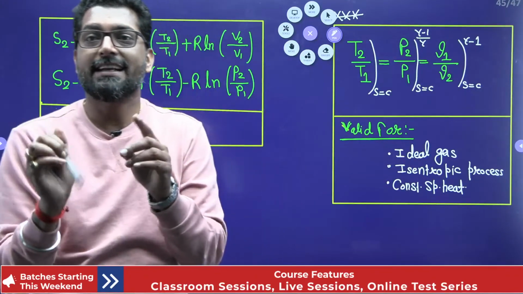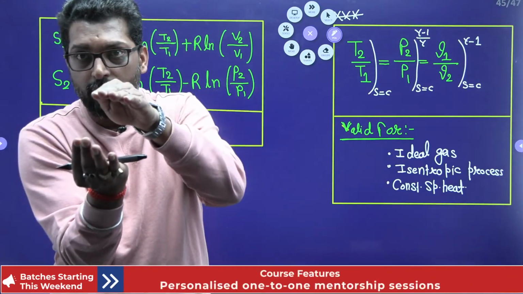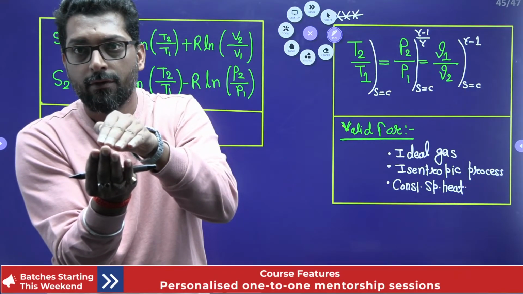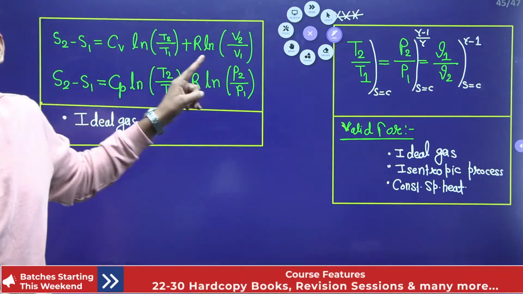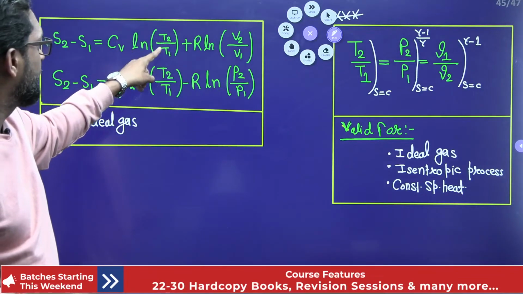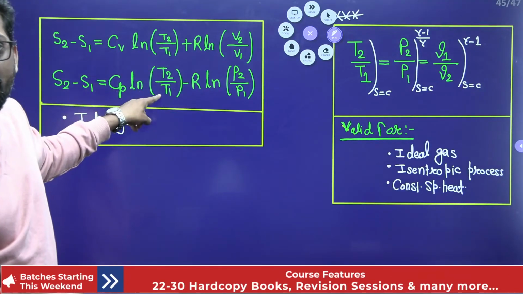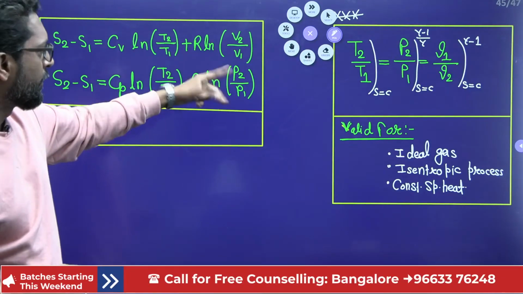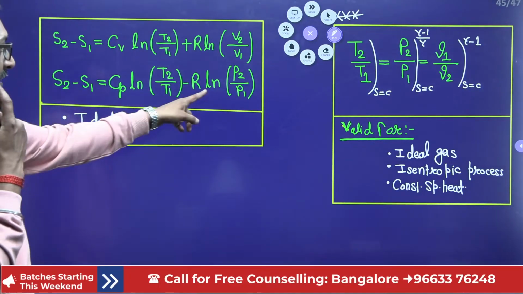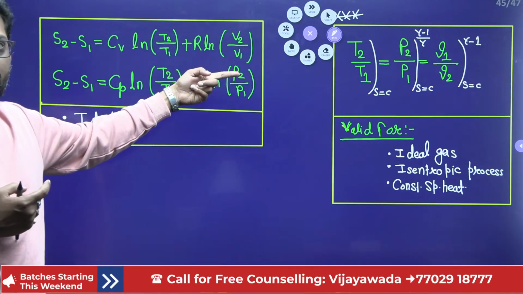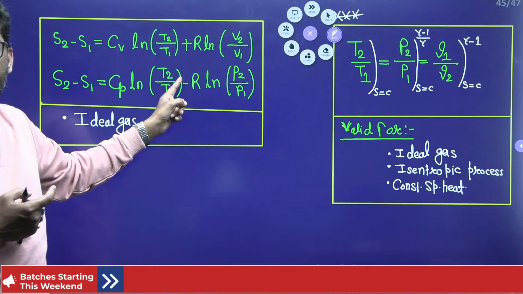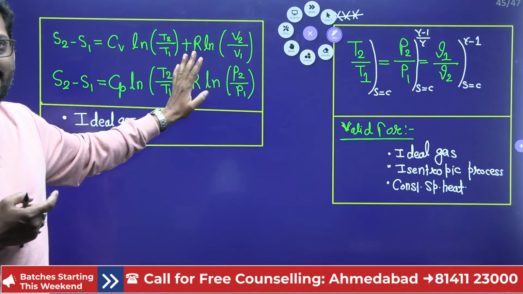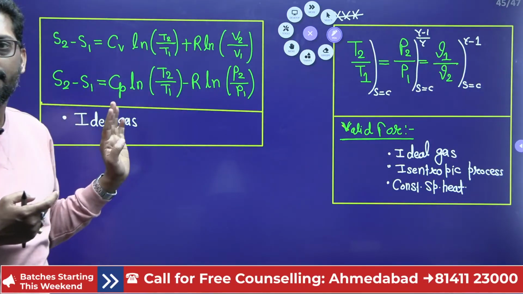We cannot say that if there is a compressible fluid, if we compress it, can we write Cp ln T2 by T1 plus R? No. If you reverse R, okay, no problem. We can write it here if you reverse it. T2 by T1, P1 by P2, we can write it here, no problem.